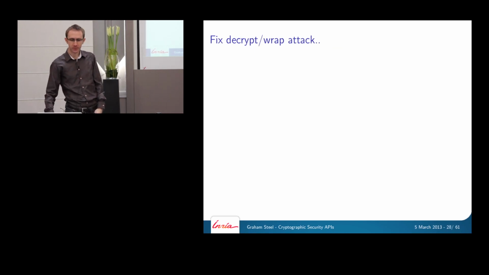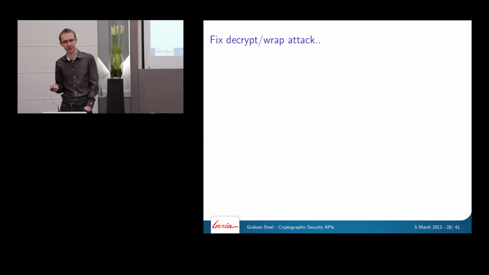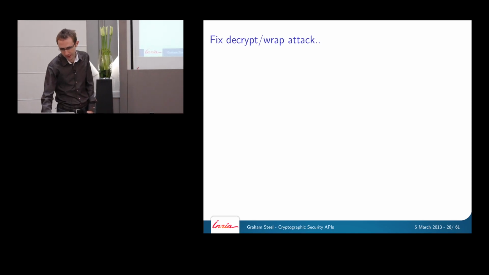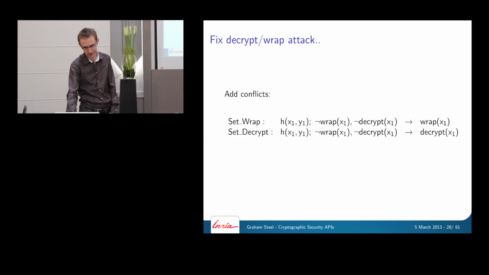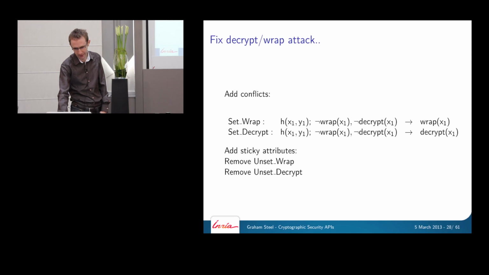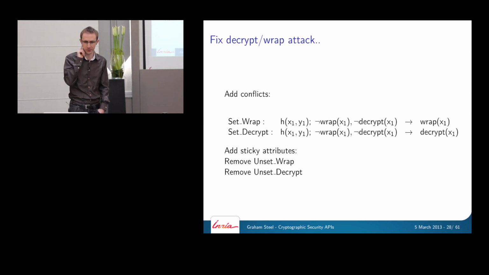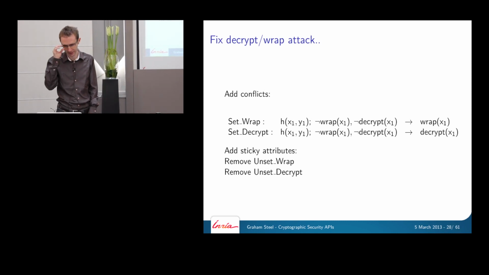So we fixed the decrypt and wrap attack by adding sticky on attributes for decrypt and wrap. And we've forbidden you from explicitly creating a key which has both the permission to do decrypt and the permission to do wrap. Now we're going to ask our formal model checker to tell us whether there is another attack. So we've added these conflicts. When you set wrap, I first check that wrap is off, but I also check that decrypt is off as well. I do the same thing when you want to set decrypt. That's enough in my model to prevent you from setting these two things on the same key.